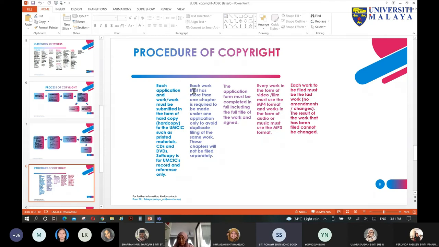Each work with more than one chapter is required to be made under one application only. Means if you make one book and it has many titles, then you can file together in one book only.